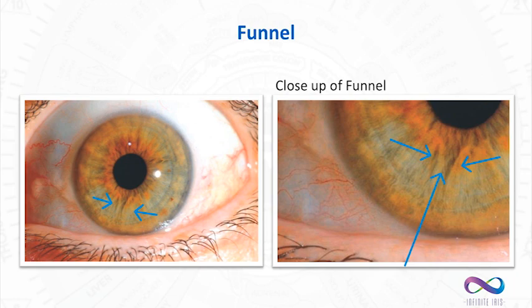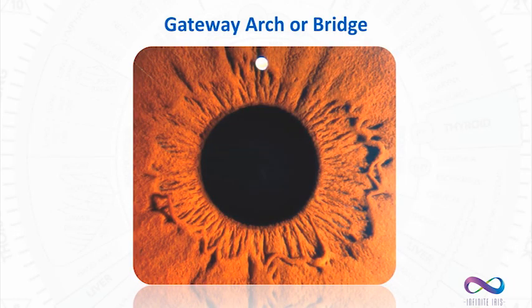The gateway arch or bridge actually looks like a little bridge. The collarette is raised above the iris. This is a genetic potential for hypoglycemia, diabetes, blood sugar disorders.